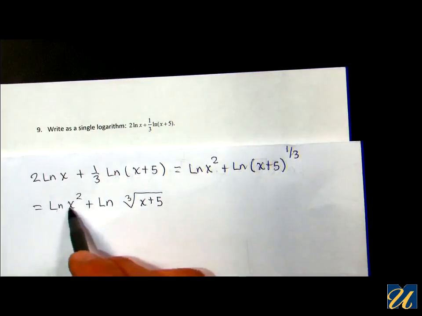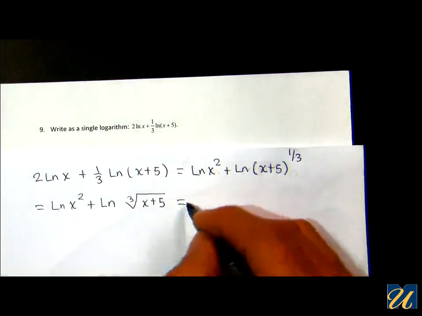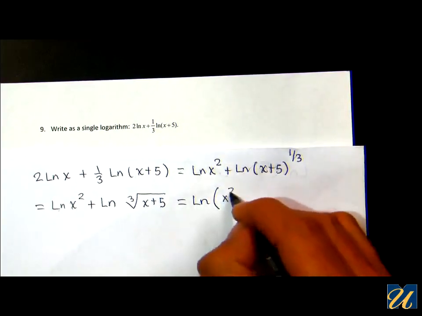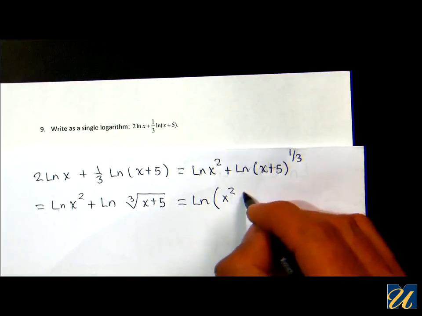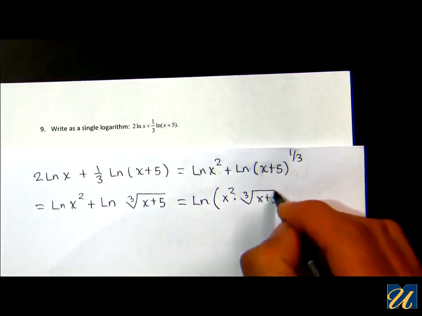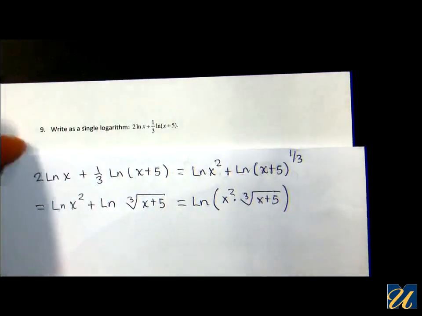Now I have log of m plus log of n, and we can rewrite that as the log of m times n, times the cube root of x plus 5. And there we have it written as a single logarithm. Let's take a look at problem 10.